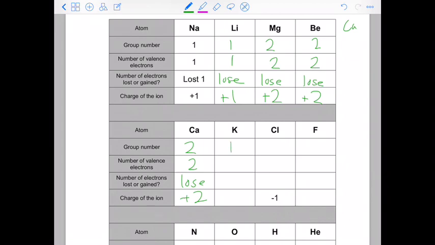You're probably seeing the trend here. Potassium is in group 1. It has 1, so it'll lose that electron to become a positive 1 ion. Chlorine, here's a different one. It is in group 7. So it has 7 electrons in its valence shell. So it will gain 1 electron.